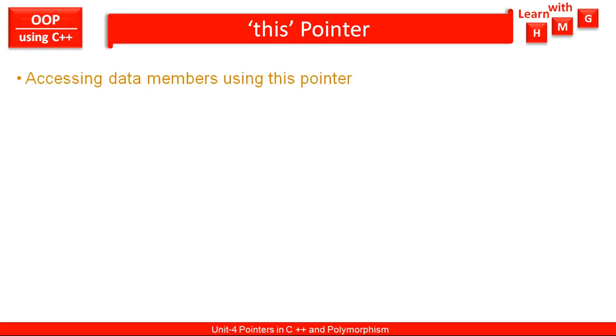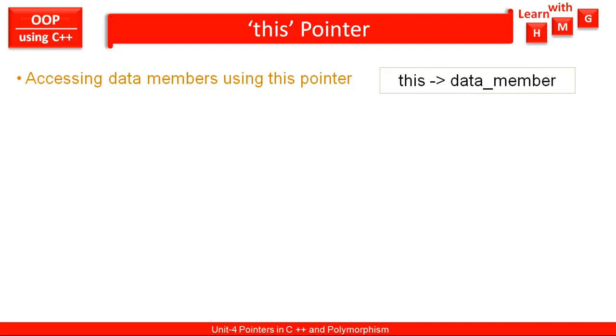Accessing data members using this pointer. Now this is one application or one use of this pointer in C++, that within a member function we can access data members using this pointer, and it is used like this. This is the syntax, that is, this arrow operator and data member name. So this arrow operator and the name of the data member. So instead of using only the data member name, we can have a prefix, this arrow.